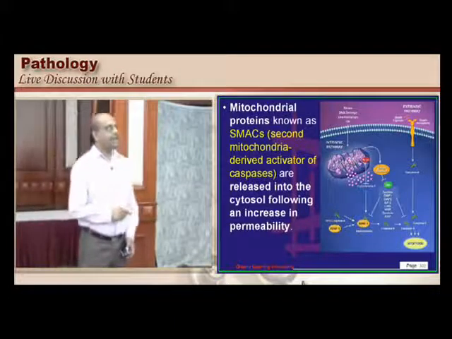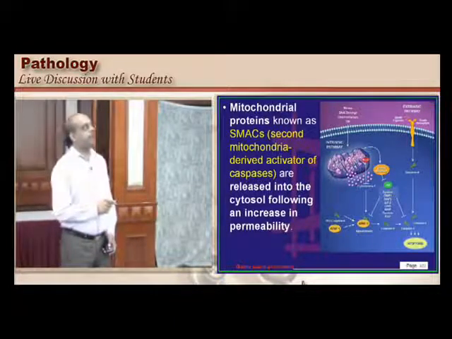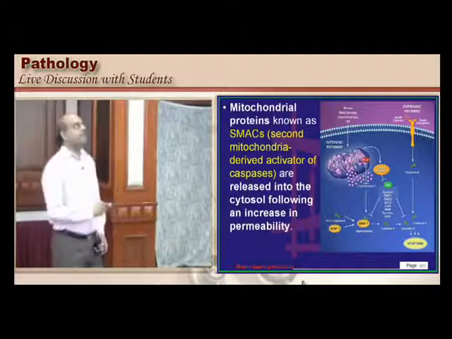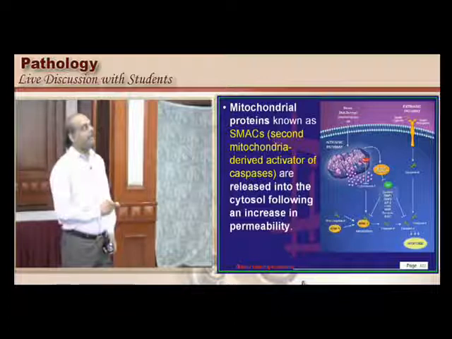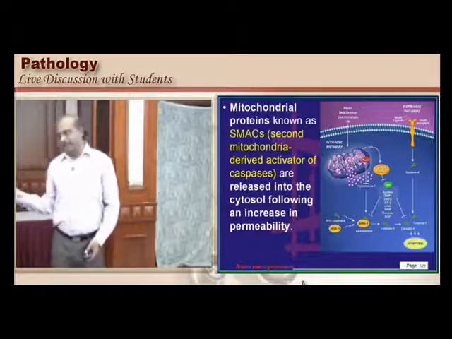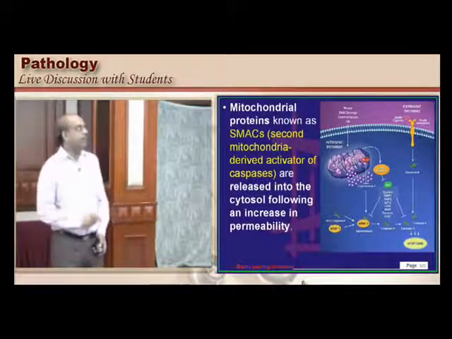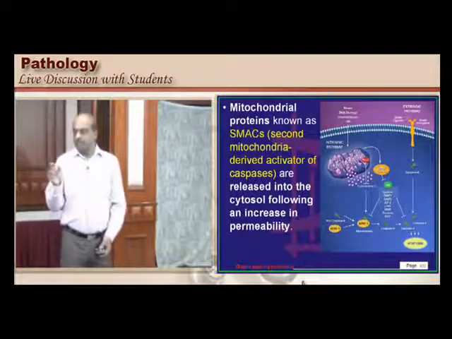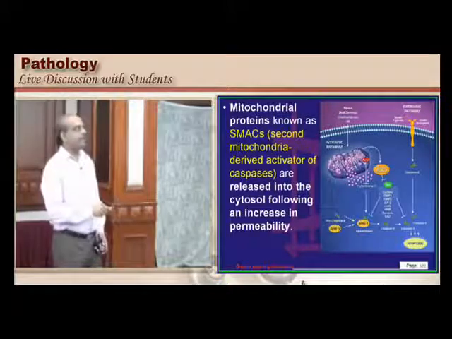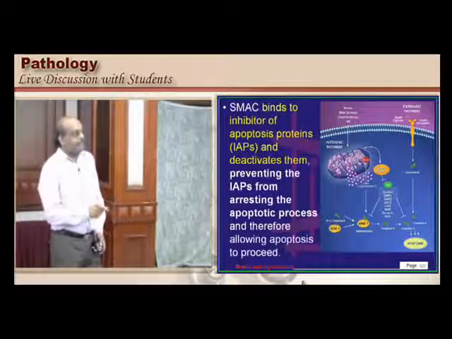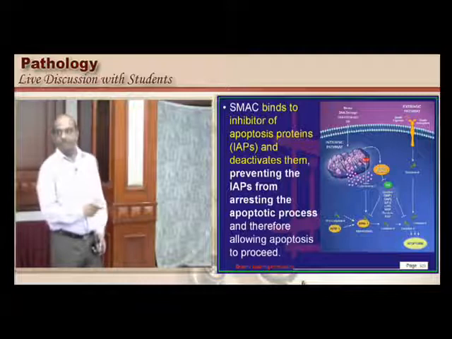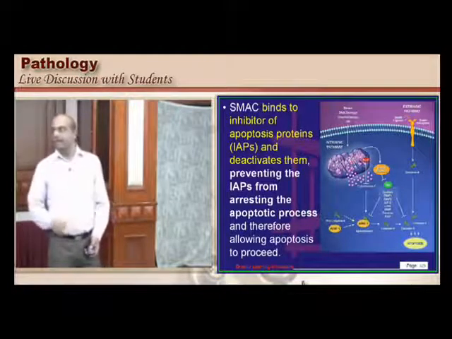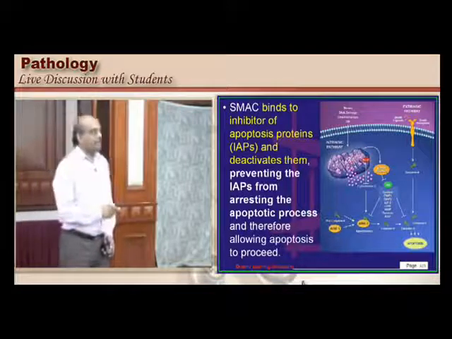The mitochondria releases a mitochondrial protein called SMAC. What does the SMAC acronym stand for? It's called second mitochondria-derived activator of caspases. Then this SMAC is released into the cytosol with increased permeability of the mitochondria. Then SMAC will go and bind with an inhibitor of apoptosis protein called IAPs, and it will deactivate them.